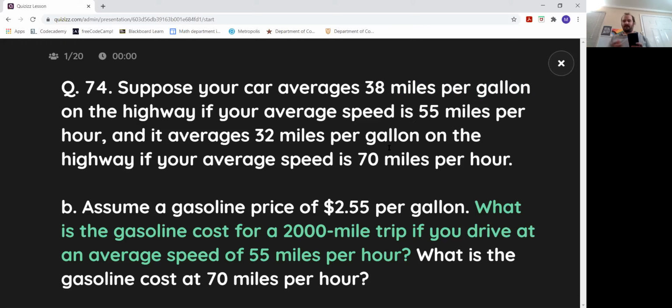Start out with 2,000. We're doing something with 38. We're doing something with 255. What are the costs when you drive 2,000 miles? These are something to compare when you may have to buy a car.